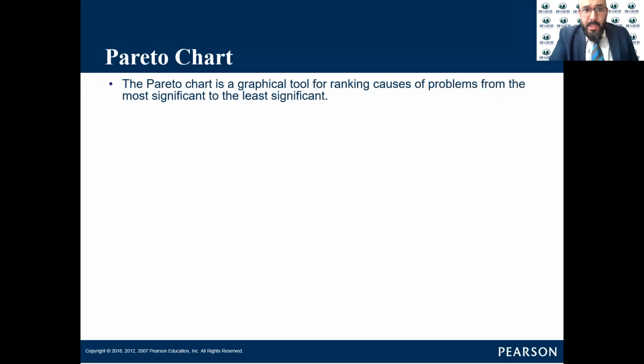The Pareto chart is a graphical tool for ranking causes of a problem from the most significant to the least significant. So it is a tool that we use to show a graph. The unique thing about this graph is ranking these problems from the most significant to the least significant.